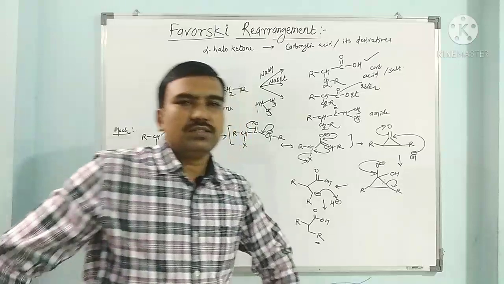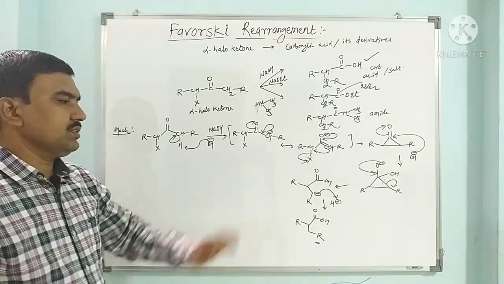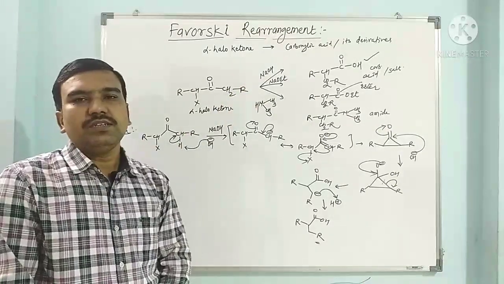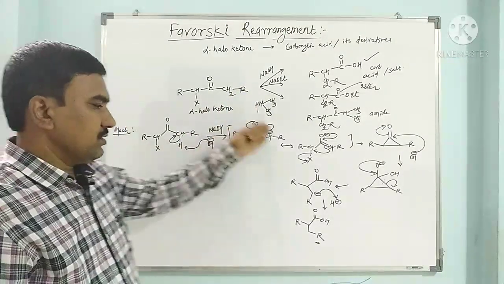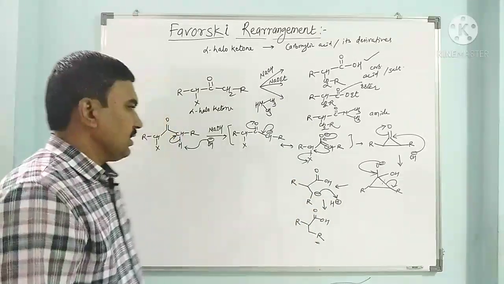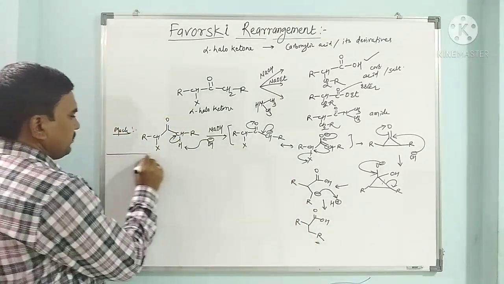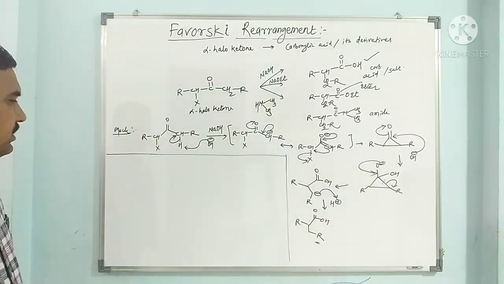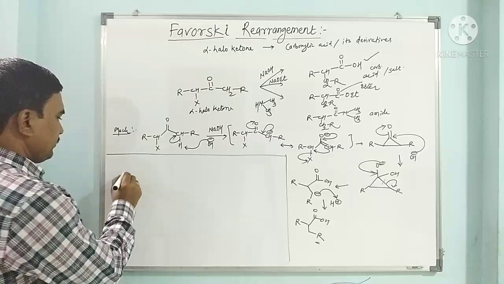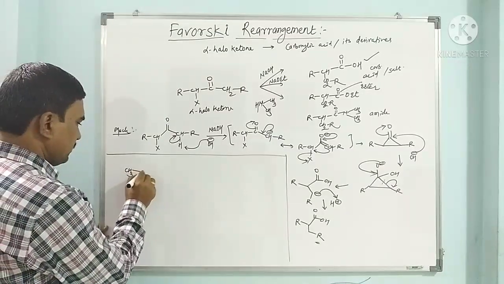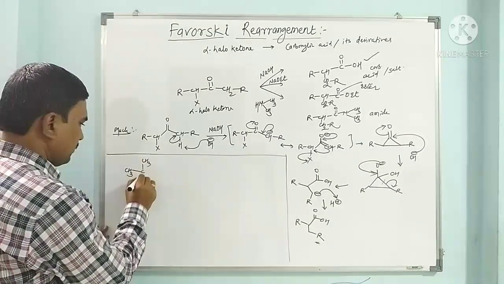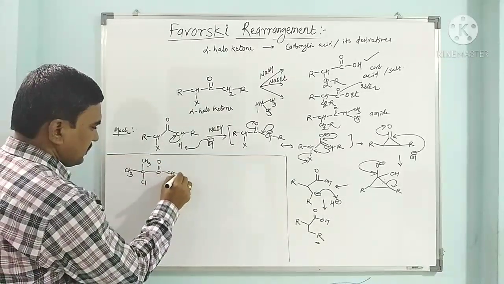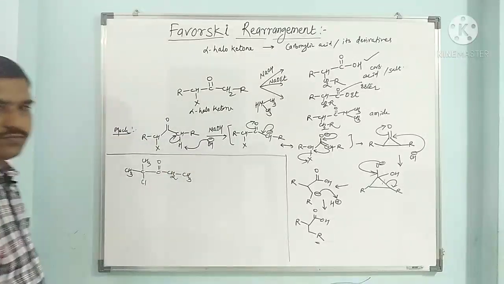So here this is the product obtained in the Favorsky rearrangement from the alpha haloketone when it is treated with sodium hydroxide. So we get here this product. If we have another example, we can have different examples. We can take any example. If we have CH3, CH3, Cl, CO, CH2, CH3.